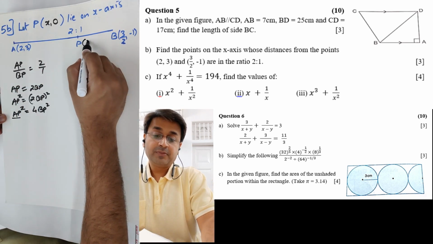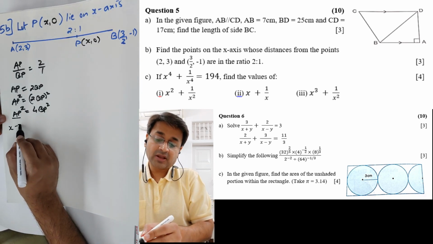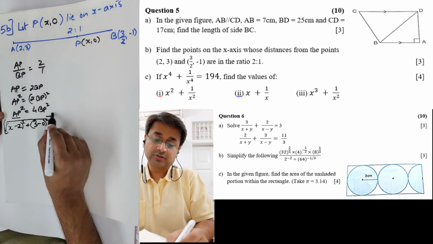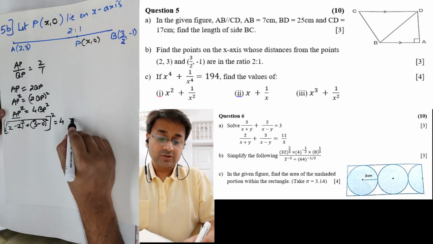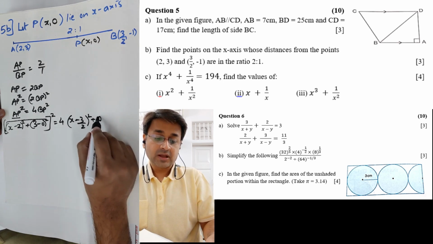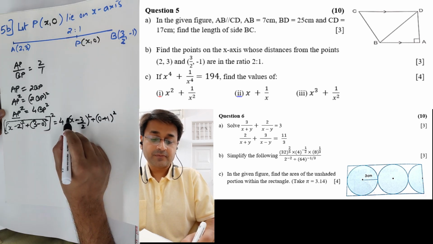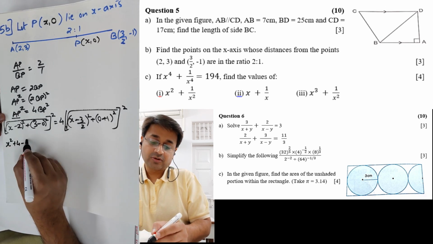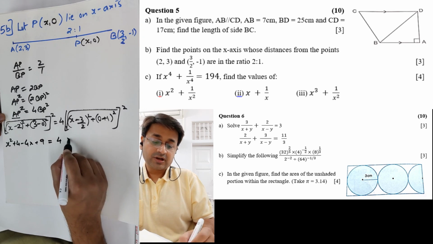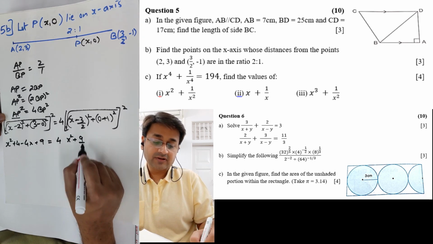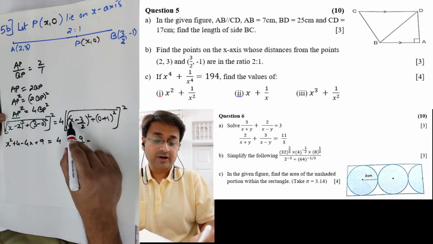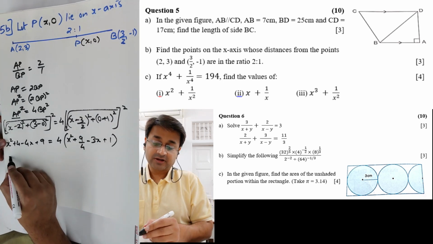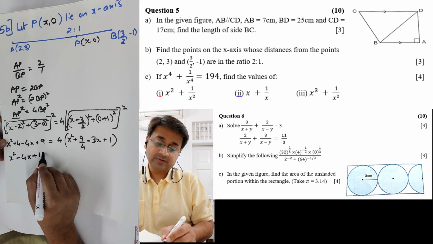So now for AP, P is x comma 0. Applying distance formula, x minus 2 the whole square and 3 minus 0 the whole square under the root, the whole square. Likewise 4 times BP, so x minus 3 by 2 the whole square and 0 plus 1 the whole square under the root, the whole square. So square and root is gone. x square plus 4 minus 4x plus 9. 4 times x square plus 9 by 4, and this 2 will get cancelled when I multiply 2ab. So 2 goes and I get minus 3x plus 1 in the bracket so that it can be multiplied with 4. So x square minus 4x plus 13.